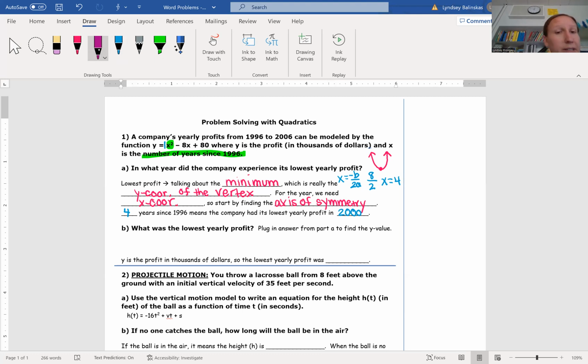And now when they're asking what is the lowest yearly profit, we're just going to take that answer that we got for the x coordinate and plug it into the equation and figure out what the y value is. So our equation is going to look like 4 squared minus 8 times 4 plus 80. And if we evaluate that, we get 16 minus 32 plus 80, which should end up being 64. And because it's in thousands of dollars, that means that the lowest yearly profit was $64,000.